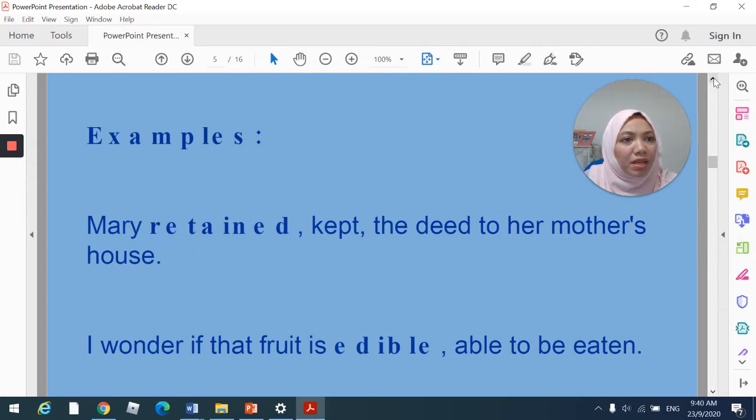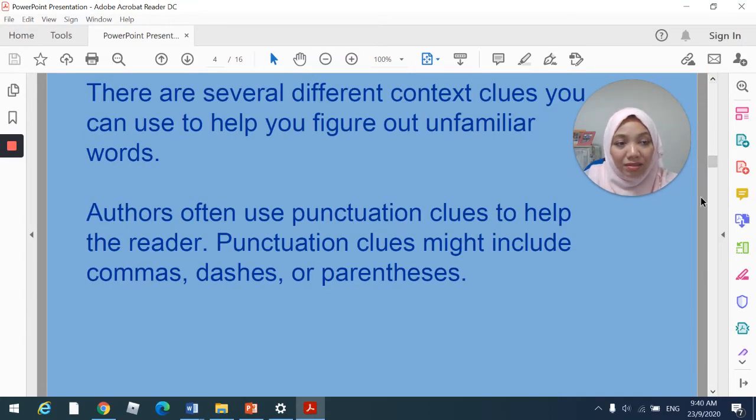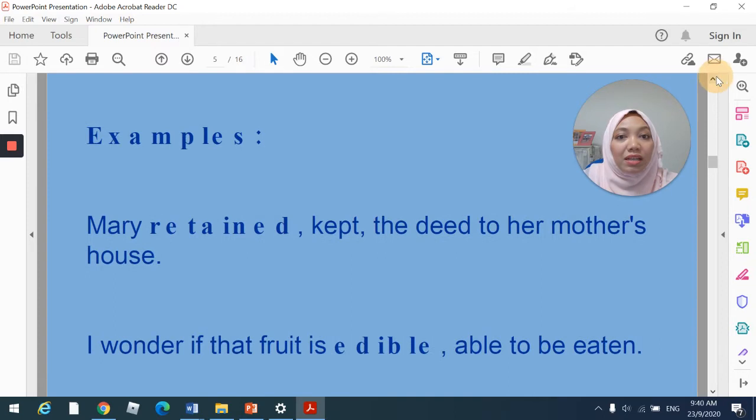Sometimes you can get the clue through the punctuation. For example, after a word is mentioned, there would be a comma explaining the meaning of the word. That is already a clue for you. Let's look at one example here. Mary retained, kept the deed to her mother's house. The word retained is bold, followed by a comma. As you read continuously, you will see the word kept. So that means the word retained means kept.